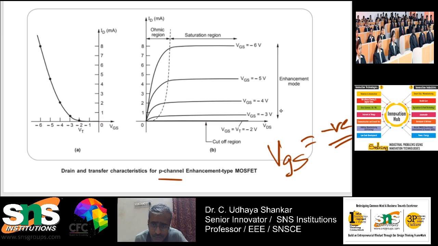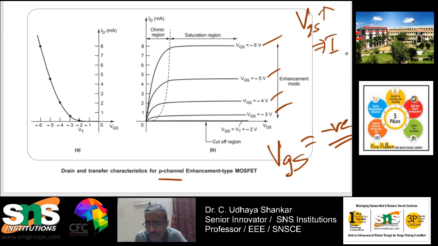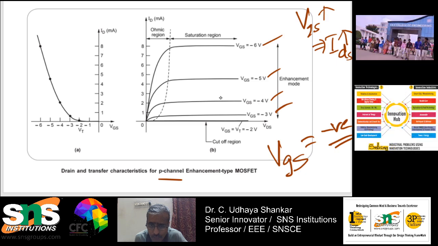Here you can see that VGS is minus 3 volt, minus 4 volt, minus 5 volt, and minus 6 volts. Similar to the previous one, as the magnitude of VGS gets higher and higher, IDS is also higher and higher. For example, for VGS of minus 3 volt, it is getting saturated at some 0.5 amps. For VGS of about minus 4 volts, it is getting saturated somewhere around 2 amps.